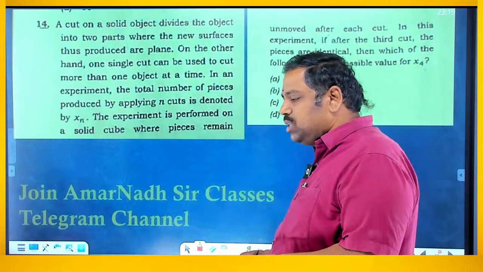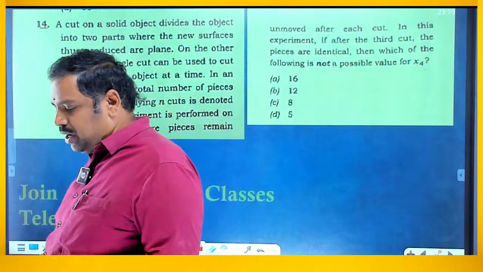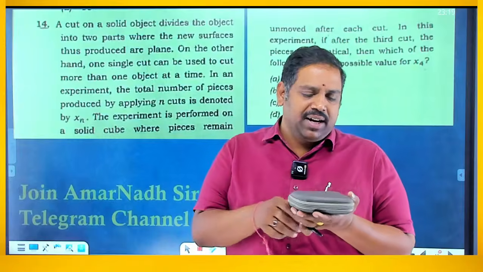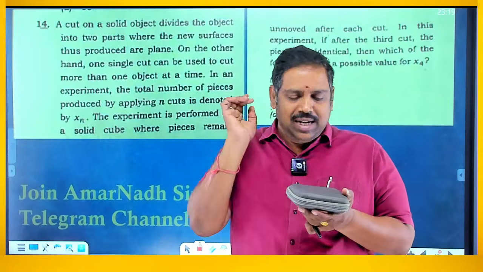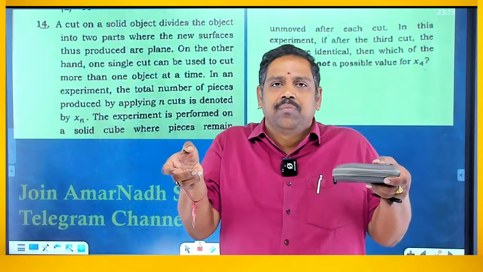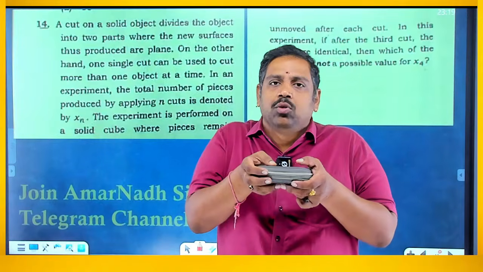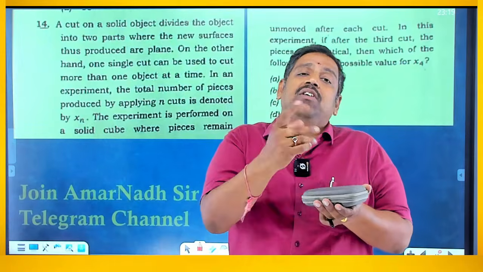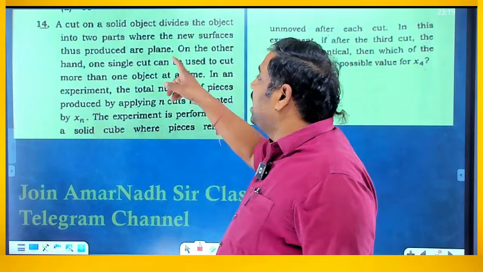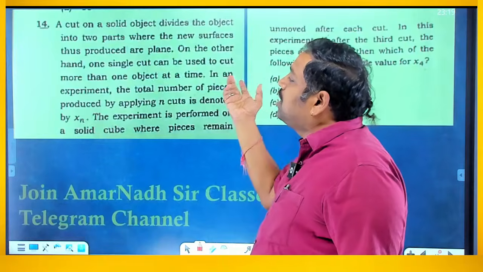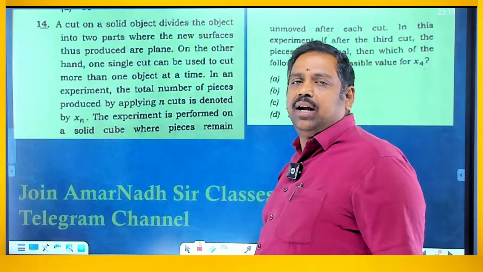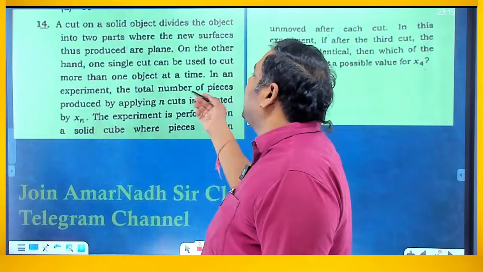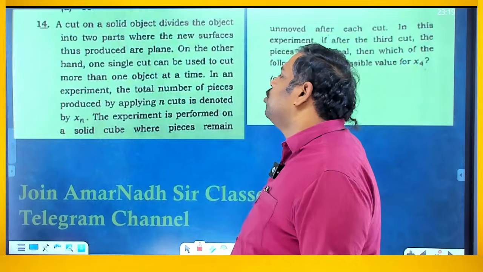Means, suppose if you observe, assume this is a single piece. If I make one cut, automatically this is fine. Now, suppose these two will be separated like this. Instead of that, if I keep like this only, then if I make a single cut like this, automatically this piece and this piece both will be cut. That's what he said. One single cut can be used to cut more than one object at a time. Understand?